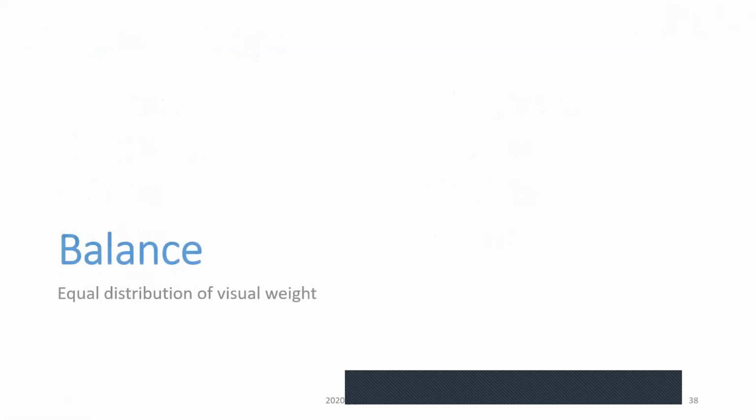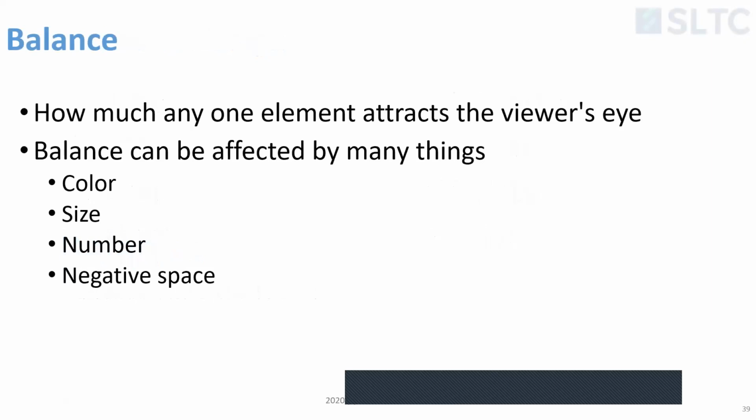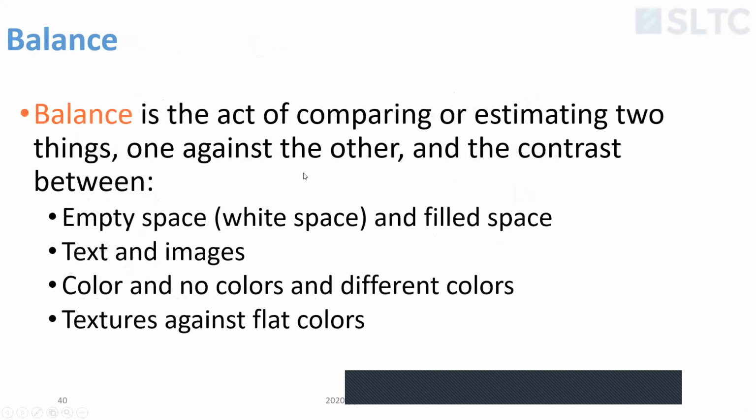So let's start with balance. Equal distribution of visual weight. Remember, visual weight. What do you mean by visual weight? What goes where? And is it balanced? When it comes to visual balance, we talk about color, we talk about size, we talk about numbers, we talk about negative space. Let's see what it means by these things.